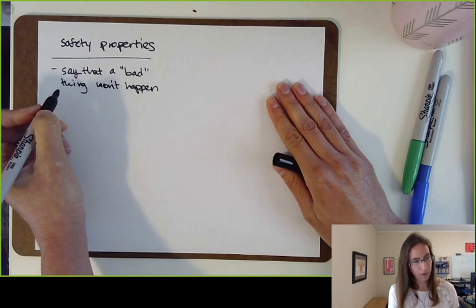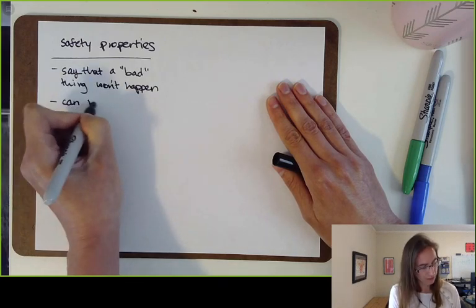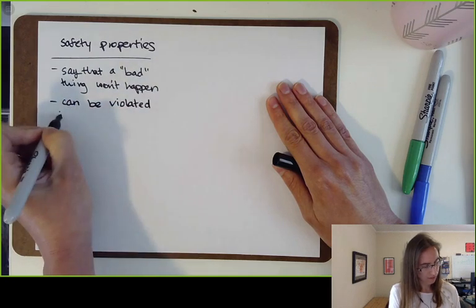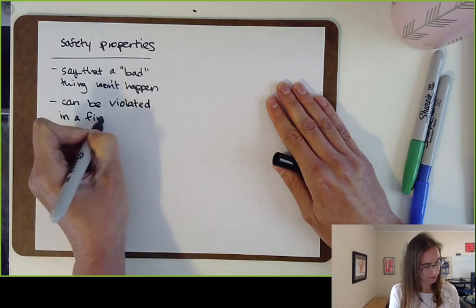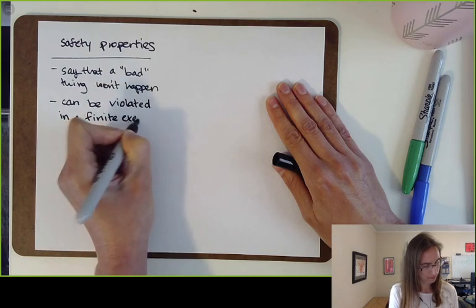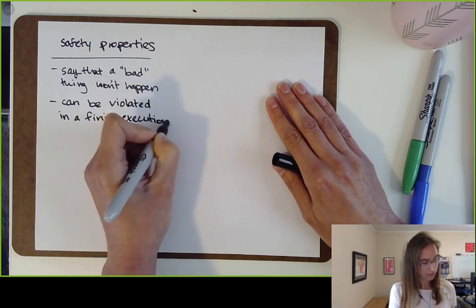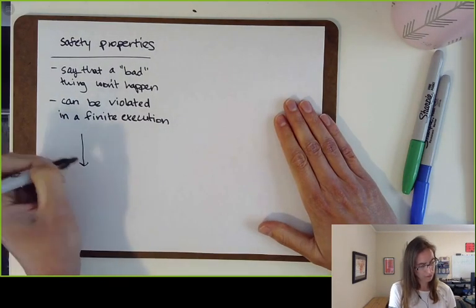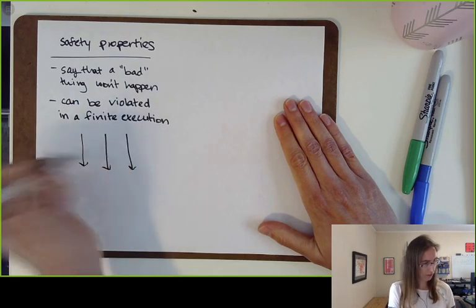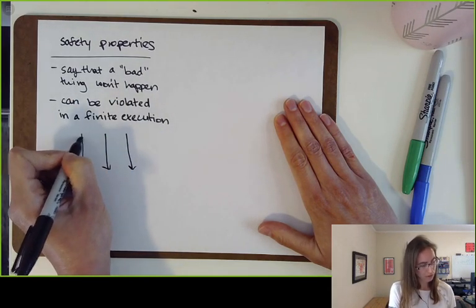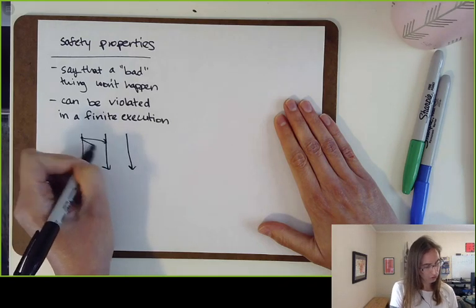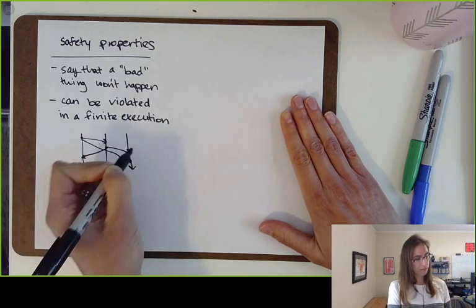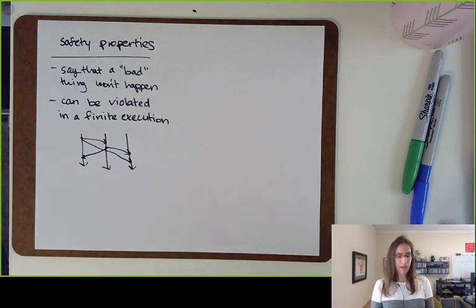Safety properties are properties that can be violated in a finite execution. In other words, you can point to an execution. I'll take causal delivery as an example. You can point to an execution and say, right there is where we went wrong. Right there is where the bad thing happened.